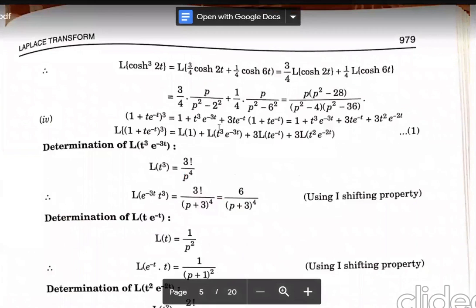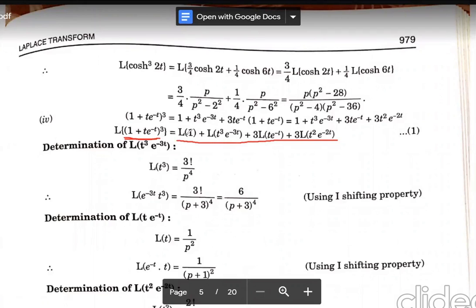Now see, the next one is the Laplace transform of (1 plus t e to the power minus t) whole cube. You can't directly use the Laplace transform formula here. So first you break it using the (a plus b) whole cube formula. So we have broken it and separated it.